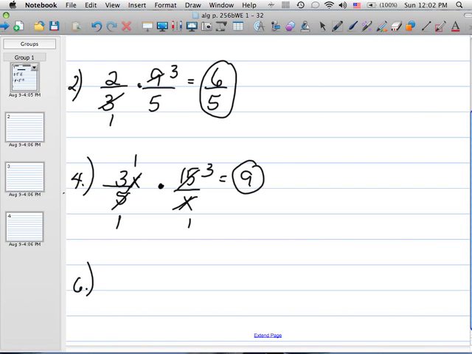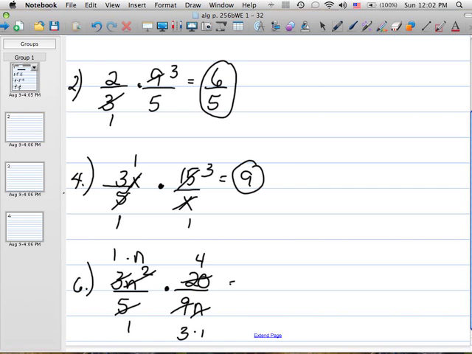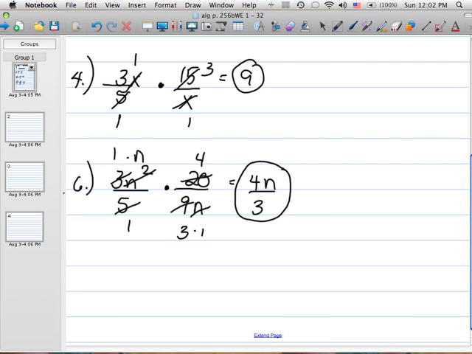Problem number 6, I have 3n squared over 5 divided by 9n over 20, so we're changing to multiplication, write the reciprocal, 20 over 9n. We can cancel the 5 and the 20, goes to 1 and 4. The 3 and the 9 goes to 1 and 3. The n and the n squared goes to n. On top, 1 times 4 times n, which is 4n. On the bottom, 1 times 3 times 1, which is 3. So my answer is 4n over 3.